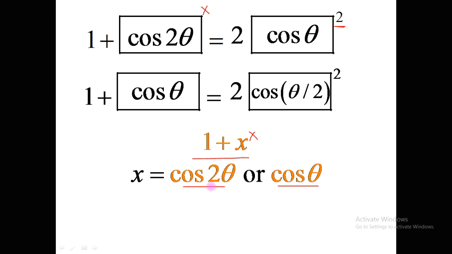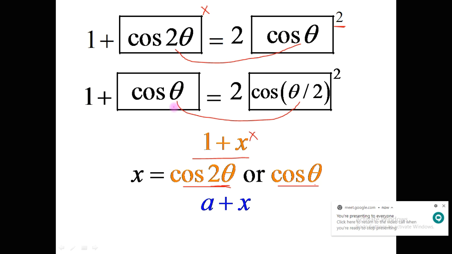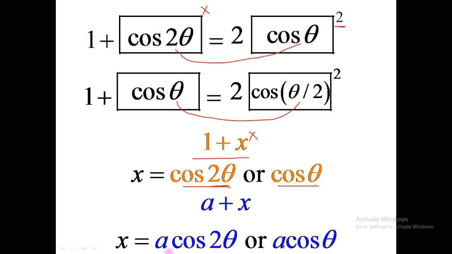It is always better to use cos 2 theta instead of cos theta, because if you put theta over here, then this another part will become theta by 2. So this is better, putting 2 theta over here, and then we will get theta in the next part. The similar form for this, using a plus x. Now can you tell me what should be x? It should be x is equal to a times cos 2 theta or a times cos theta. So instead of 1, if it is a over here, this 1 will be replaced by this a, and this 1 over here will be replaced by this a.